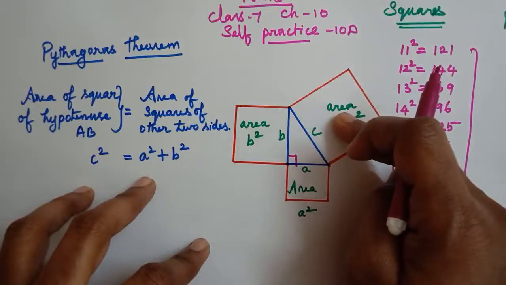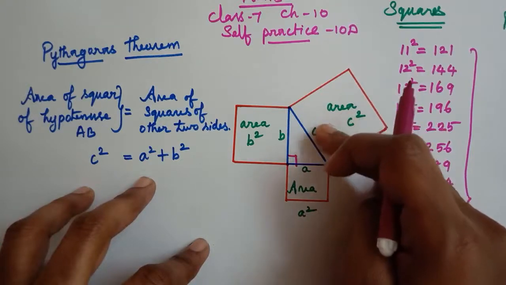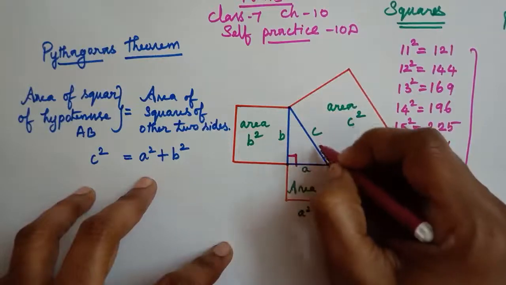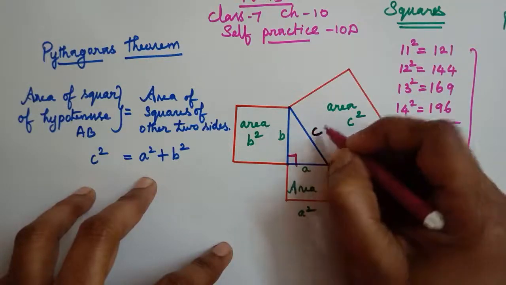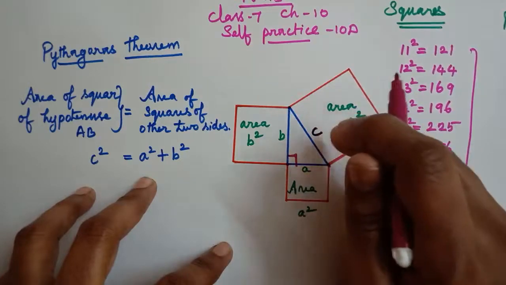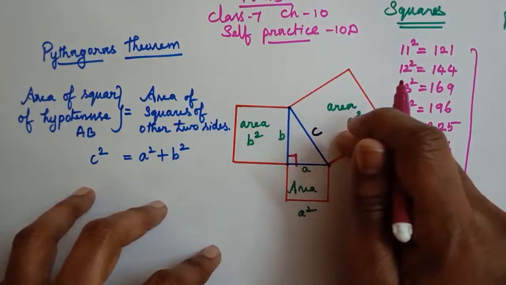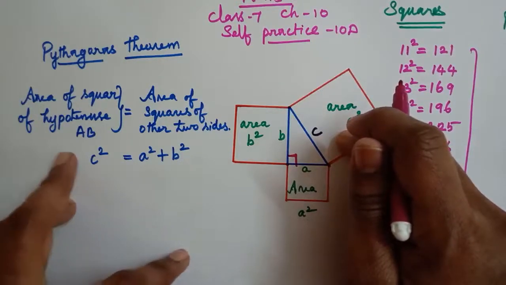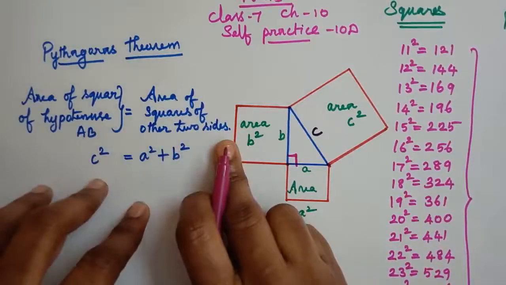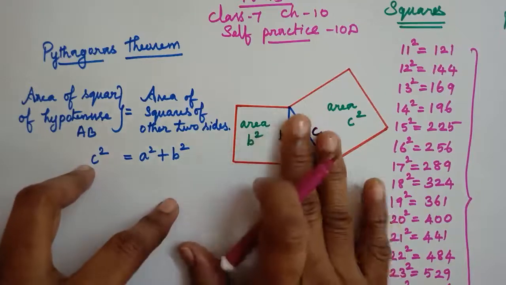In a right angle triangle, the side opposite to the right angle is called the hypotenuse. This side, the side opposite to the right angle is called the hypotenuse. So this is the hypotenuse. The hypotenuse being the longest side, we can say the area of the square on hypotenuse AB is equal to the sum of the areas of the squares on the other two sides. So c square is equal to a square plus b square. Is it clear, students?